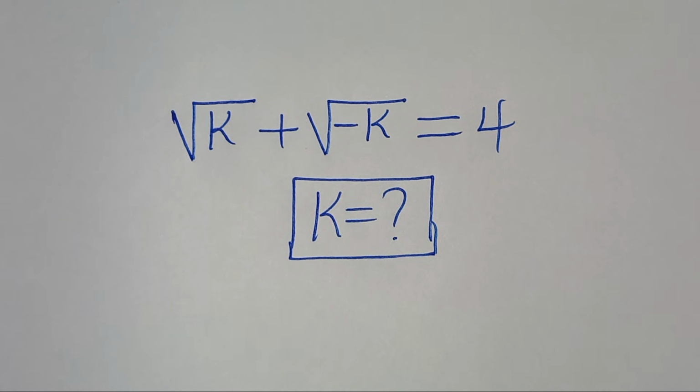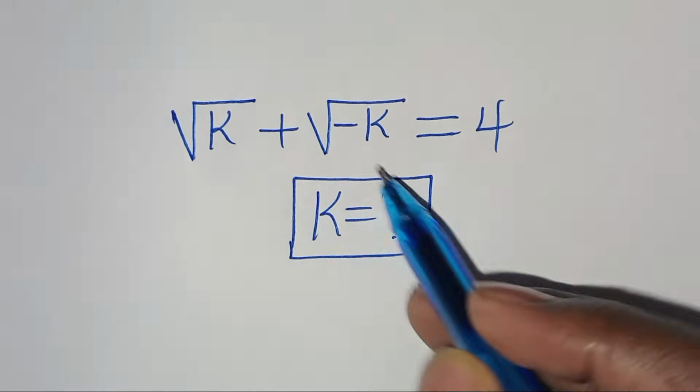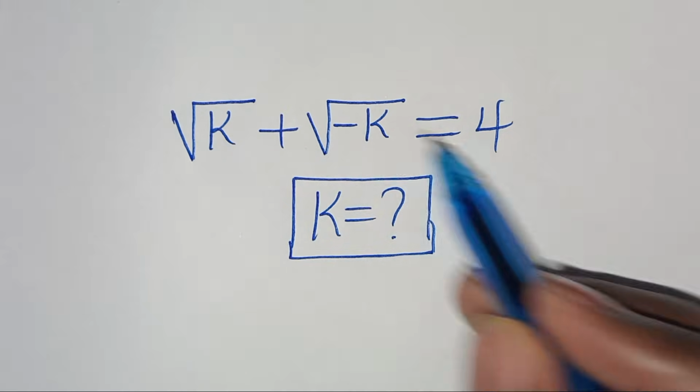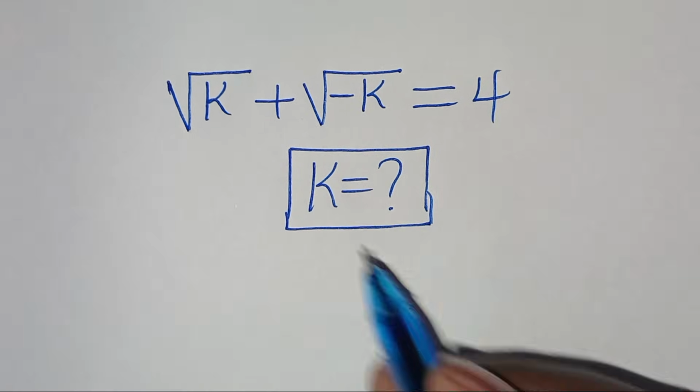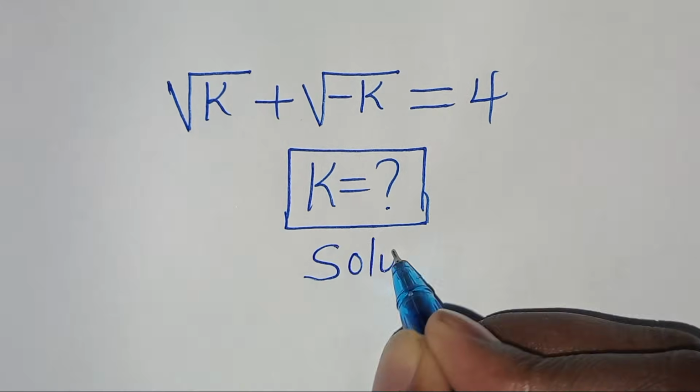Hello everyone, you're welcome to solve this nice square root math problem, which is the square root of k plus square root of minus k. This is equal to 4. So what is the value of k? Now let's provide a solution from here.